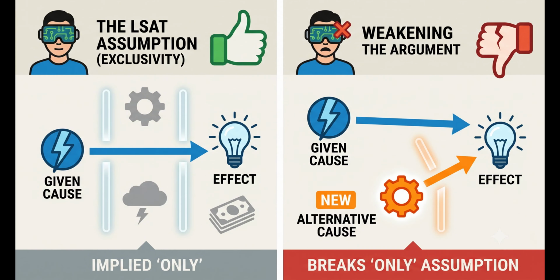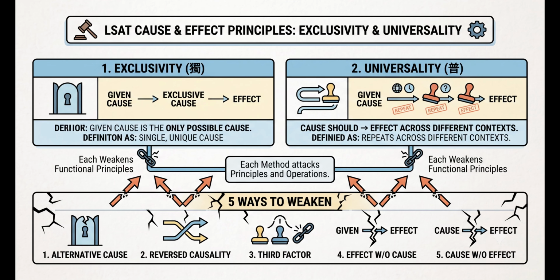Alright, let's move on to step 8. Remember the 5 ways to weaken. Recall LSAT's two unique cause and effect principles at play. First is exclusivity, the default assumption that the given cause is the only possible cause. Second is universality, the default assumption that the given cause should lead to the effect across different contexts involving different people. Each of the following 5 ways to weaken LSAT cause and effect casts doubt on the functionality of LSAT's two unique operating principles of LSAT cause and effect.